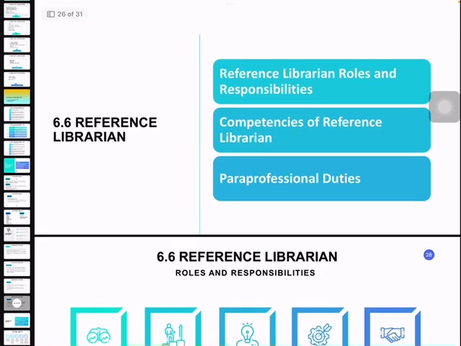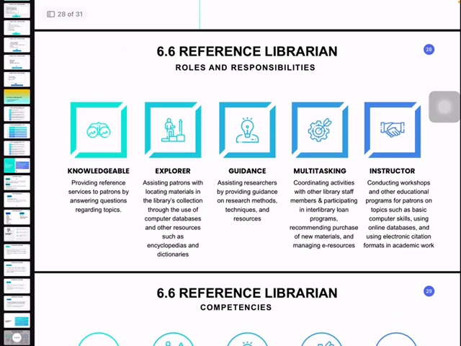Okay, now reference librarian roles and responsibilities. First, reference librarian need to be knowledgeable because they are providing reference services to patrons by answering questions regarding topics. Kena berpengetahuan. And then reference librarian need to be an explorer because they will be assisting patrons with locating materials in the library's collection through the use of computer databases and other resources such as encyclopedias and dictionaries.